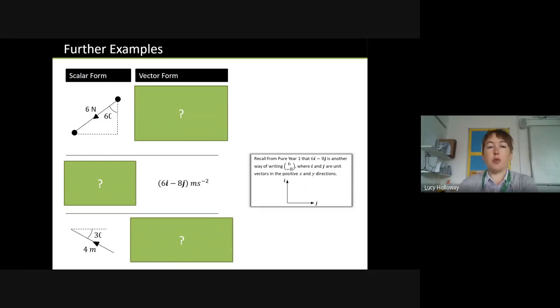So again, you might want to pause the video, have a go and see if you can figure out the missing values, and then press play when you're ready to move on.